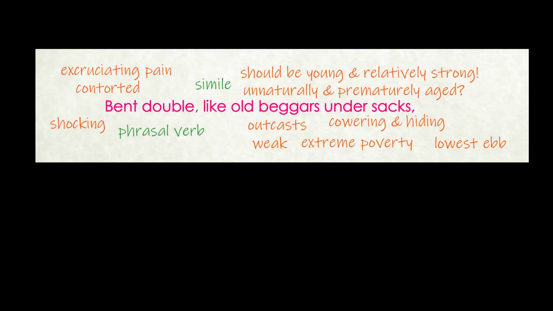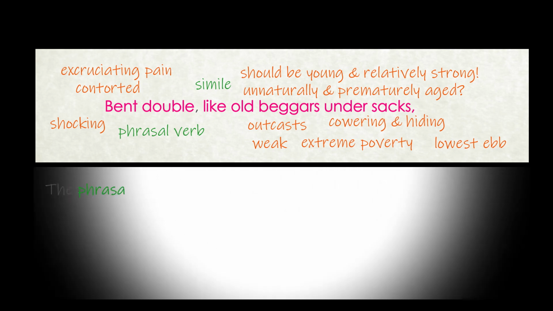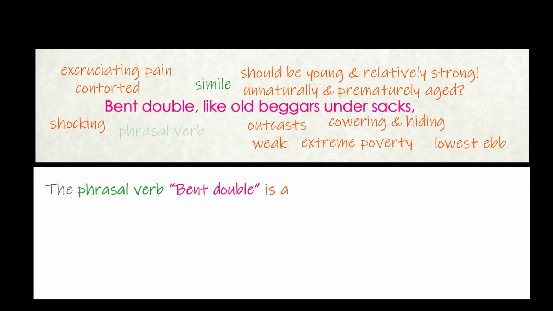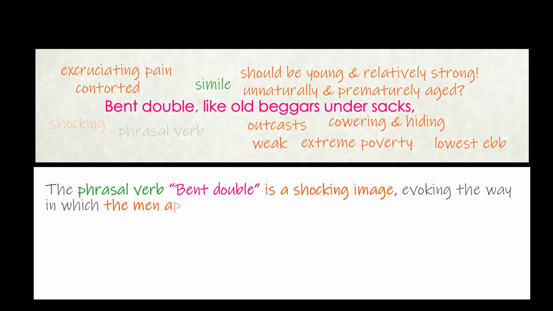Second, we have Owen's Dulce et Decorum Est. I'm going to show you here how I adapt the basic frameworks to suit the analysis I want to make. I'm going to base my sentence on the first framework. The phrasal verb, "bent double", is a shocking image, evoking the way in which the men appear to be contorted with excruciating pain.